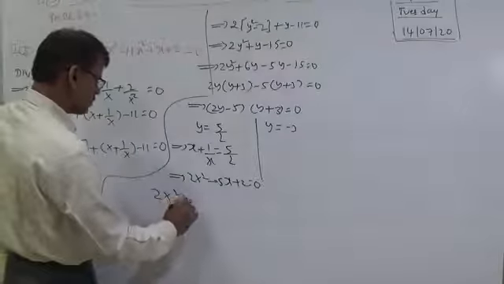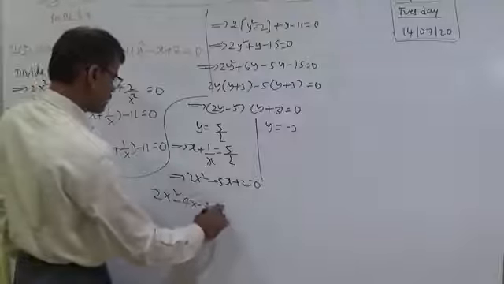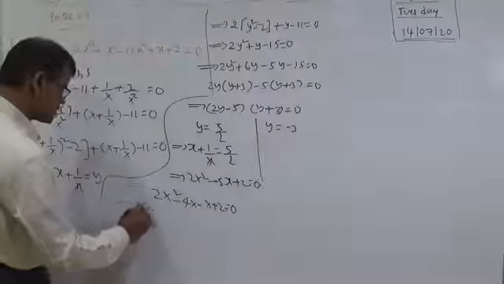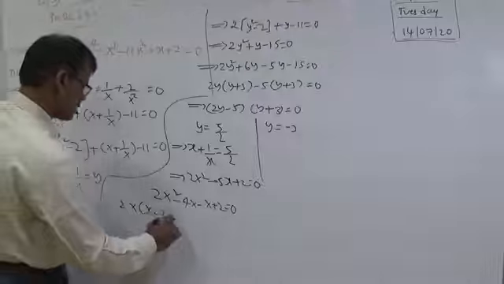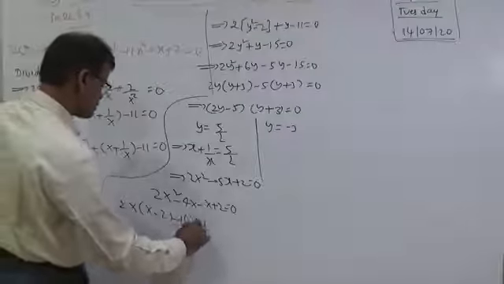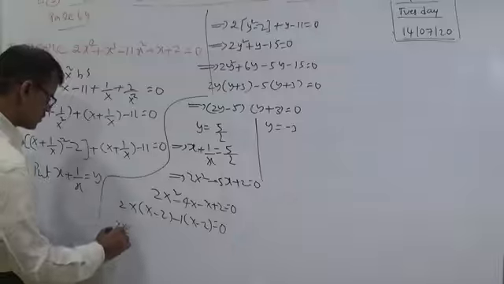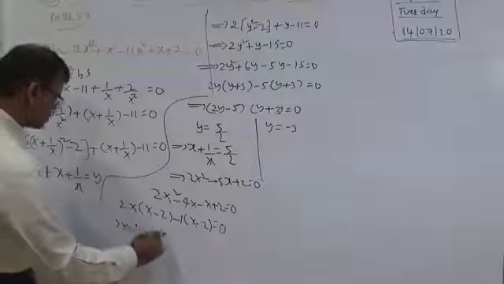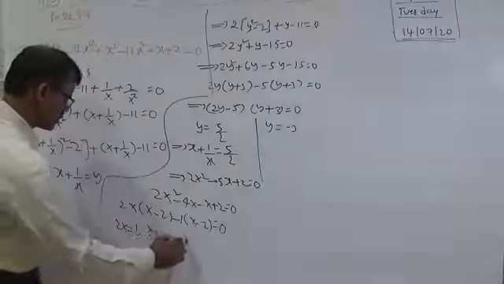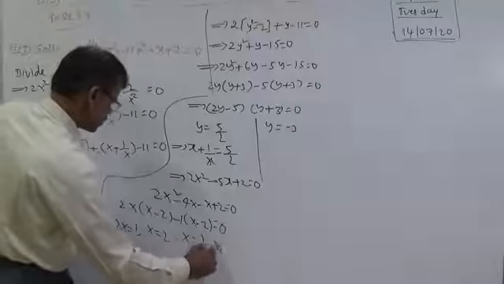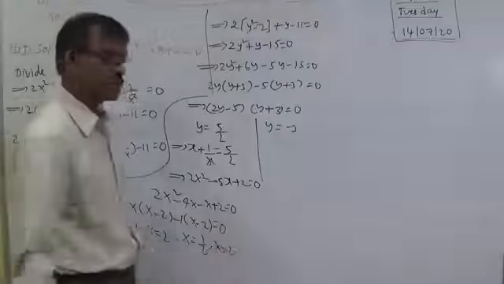We can write 2x square minus 4x minus x plus 2 equal to 0. Taking 2x common, this is x minus 2, and here minus 1 common, x minus 2 equal to 0. So here 2x minus 1 equal to 0 and x minus 2 equal to 0. Therefore x is equal to 1 by 2, and x is equal to 2.